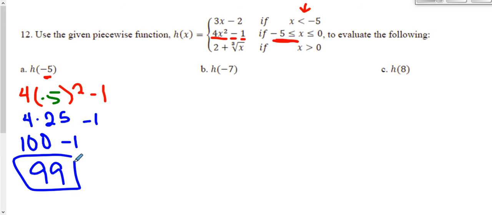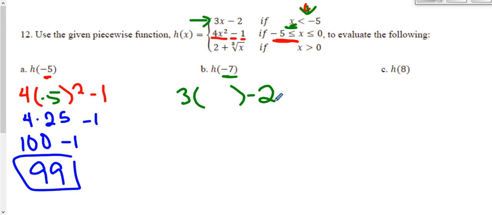99. For the second piece, we're plugging in the number -7. I have to figure out where -7 lives in these teams right here. So -7 is less than -5, which means the top function cares about the number -7. It doesn't belong to any other team. It's not between 0 and -5, and it's definitely not bigger than 0. So the only equation that cares about the number -7 is the top one. So if I wanted to solve this equation, I would plug my -7 into the top equation.